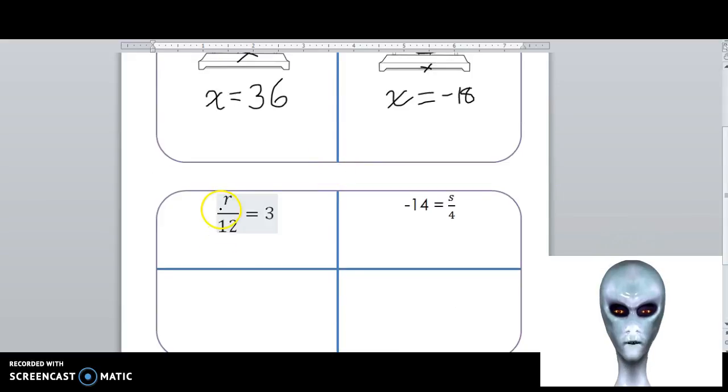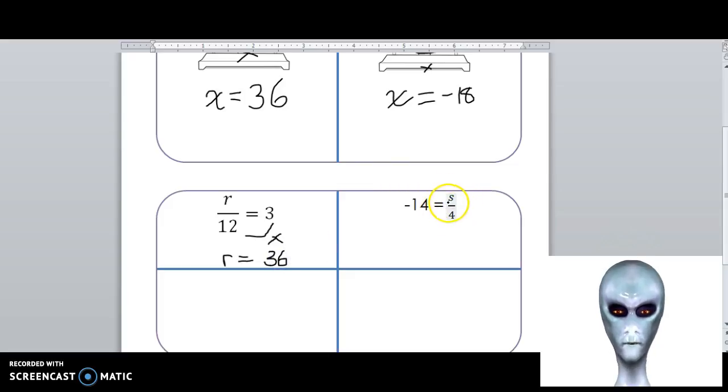Let's look at 2 more examples. Some number r divided by 12 equals 3. So the inverse of division is multiplication. So 12 times 3 is equal to 36.